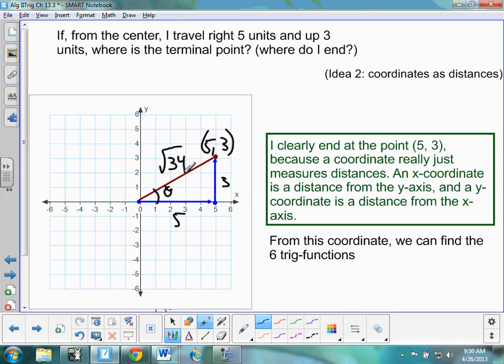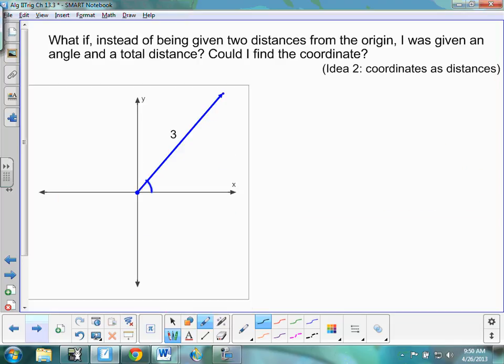Here's kind of the new idea. Instead of having 2 distances, suppose all I have is a side of length 3. I know this is length 3, and some angle theta, where you would know what theta was, but for now we'll just keep it theta. Can I still find this point right here? Anybody tell me how I could find that point, given only a side length, the hypotenuse length really, and an angle?